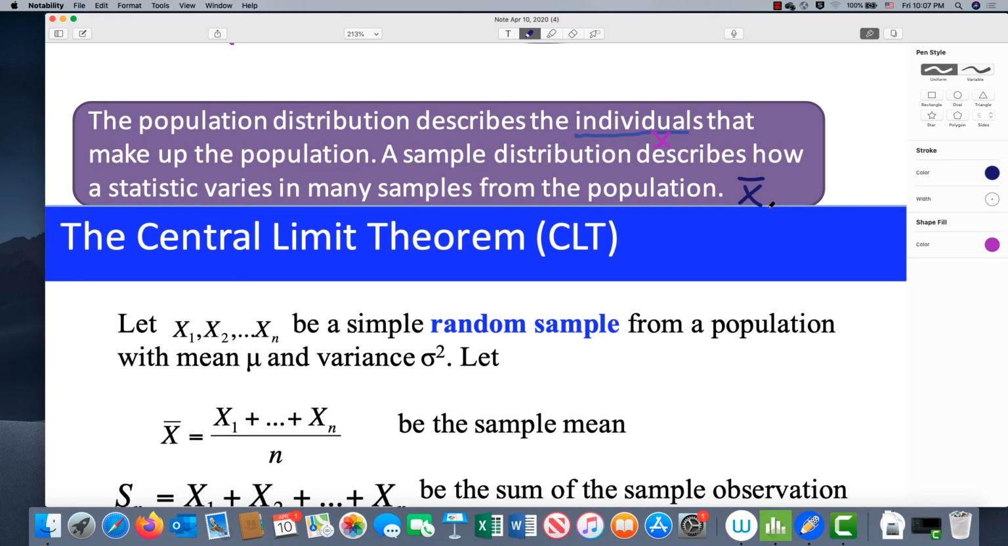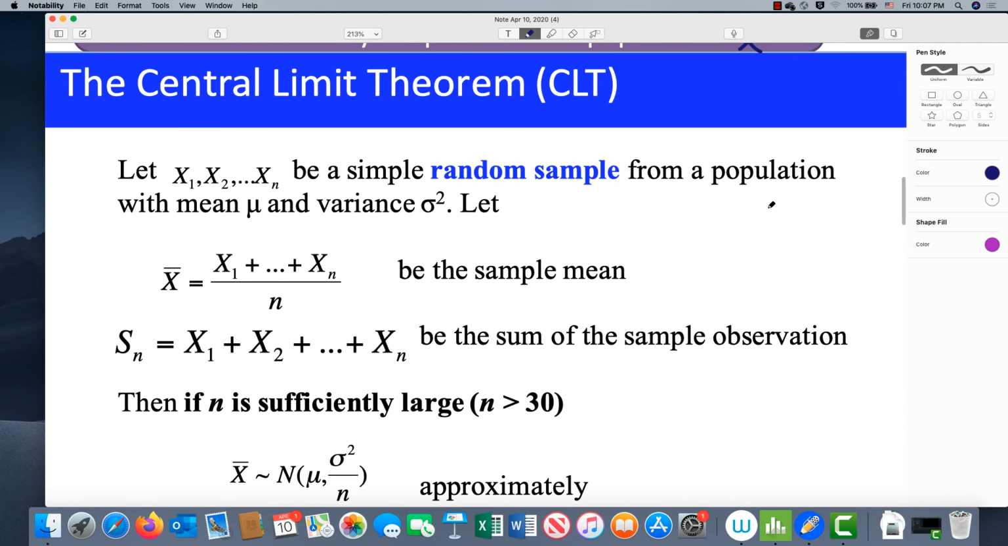So what the central limit theorem says: let x1, x2, up to xn be a random sample from a population with mean mu and variance sigma squared. This population could be any population, as long as it has a mean mu and a variance. We can calculate x bar, which is equal to x1 plus x2 plus up to xn, divided by n, the sample mean.